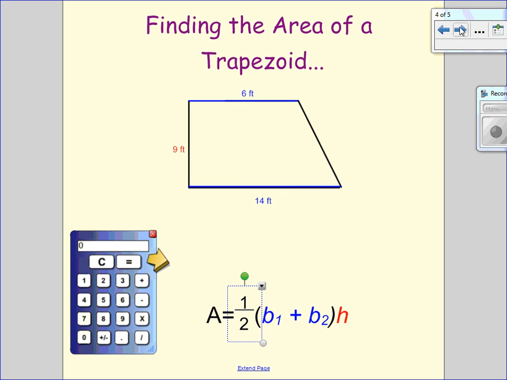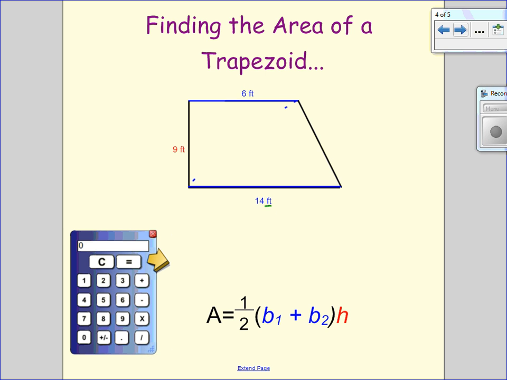So let's find the area of this trapezoid. Again, we could divide it in half, and we'd get two triangles, and then we could do 1/2 base times height for both. And notice that one base is going to be the 14 feet, and one base is base 2, that's 6 feet. But we don't need to do that. We can use our trapezoid formula.